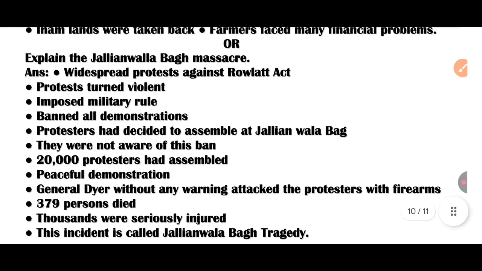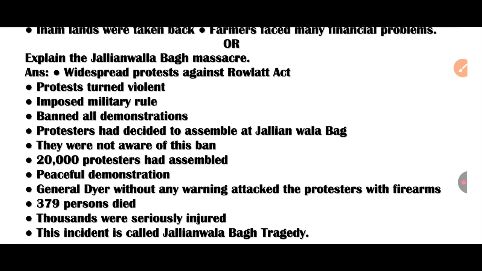Next question, explain the Jallianwala Bagh massacre. Widespread protests against the Rowlatt Act. Protests turned violent. Military rule was imposed. All demonstrations were banned. Protesters had decided to assemble at Jallianwala Bagh. They were not aware of this ban.